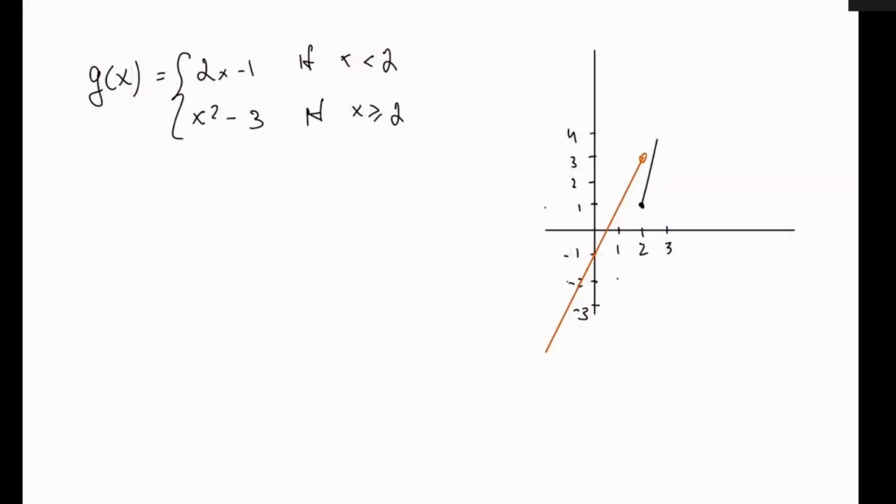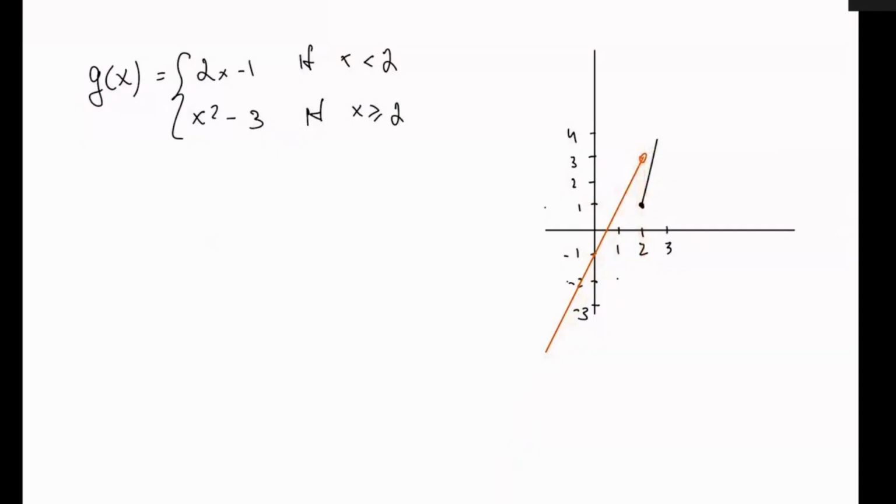So another example is g of x equals 2x minus 1 if x is less than 2, and x squared minus 3 if x is greater than or equal to 2. Okay, so we have a picture like this. Essentially, when x is less than 2, we have a line. So we're looking at this whole interval, and here we have our line. It starts with the y-intercept of -1 and the slope of 2. So we have a line right there, and it starts from negative infinity up until this 2.